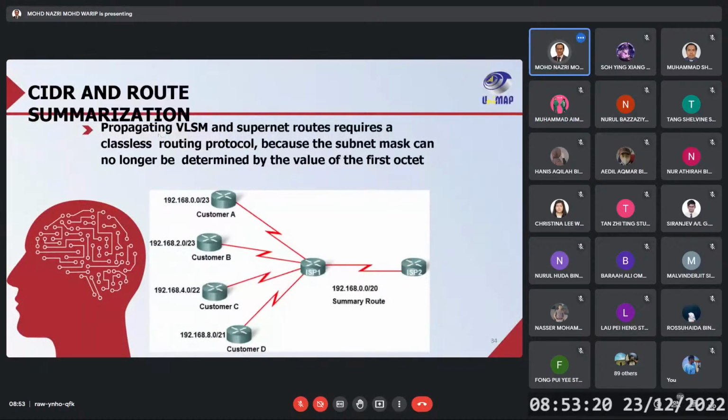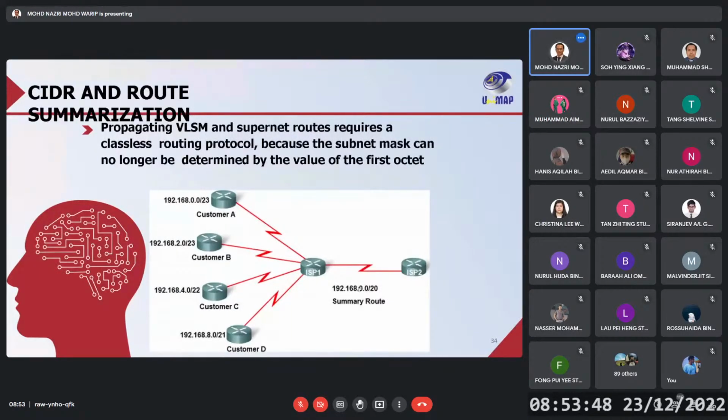So next is what? Propagating VLSM and supernet routes requires a classless routing protocol because the subnet mask can no longer be determined by the value of the first octet. Okay. So what happened after this? This network, they don't know. They only know, for example, ISP2. They only accept this route summarization.